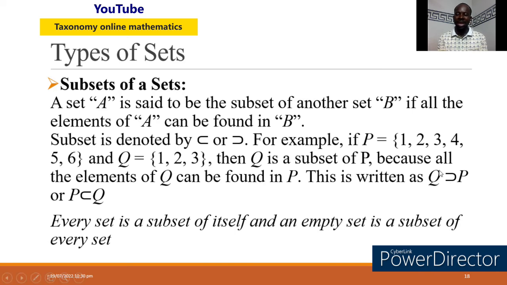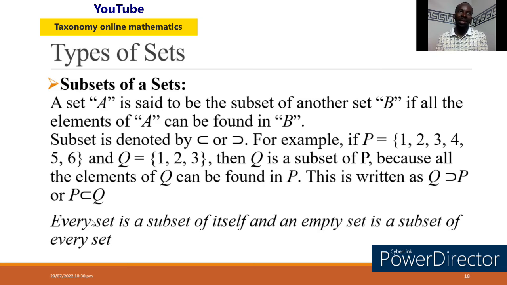So from here, we can say that Q is a subset of what? P. Just look at the direction of how the symbol is open. It is open to Q. And this is going to say the word Q is a subset of what? P. It means this is inside the P. Then this also means that Q is a subset of what? P. Meaning Q is inside what? P. So every set is a subset of itself, and an empty set is also a subset of every set.